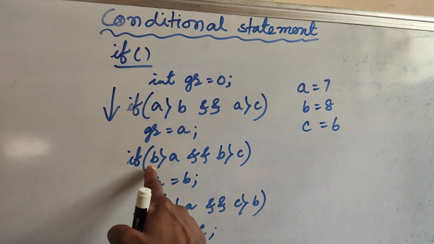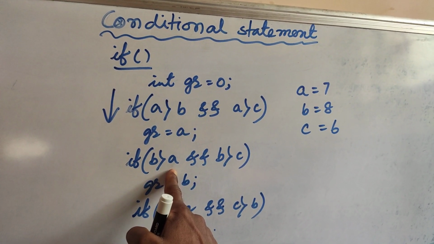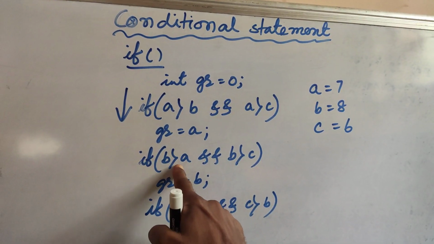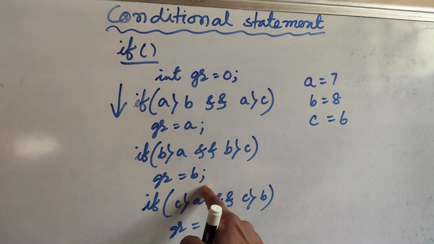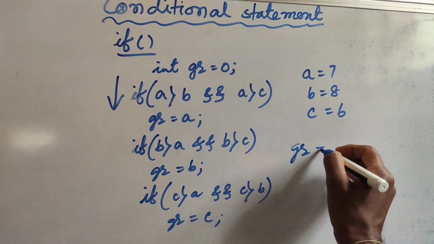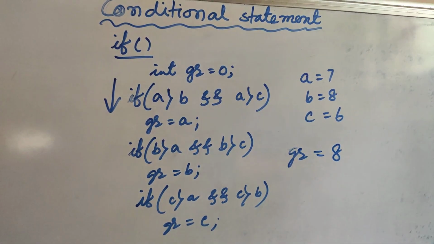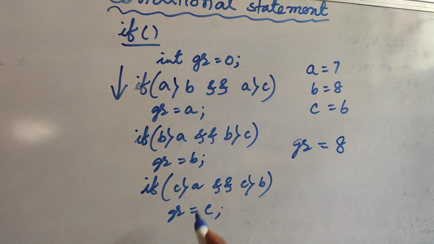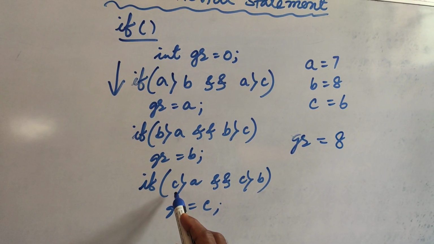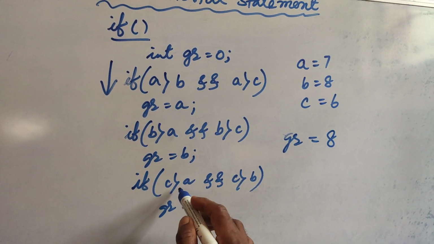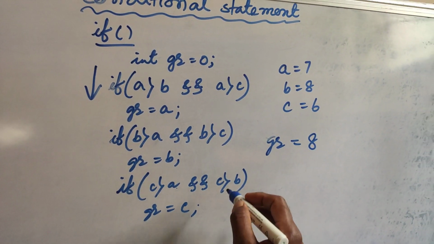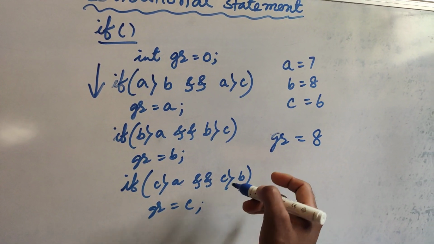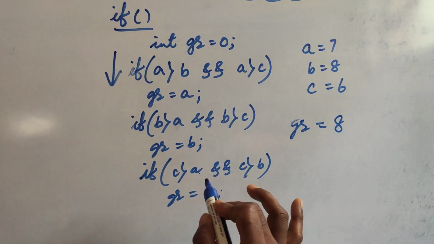It comes here. 8 greater than 7 and 8 greater than 6: true. So gr equal to B, that means the value 8. Then the computer also reads here. C means 6 greater than A. A means what? 7. False. C, 6 greater than 8: false. Then the computer reads on.